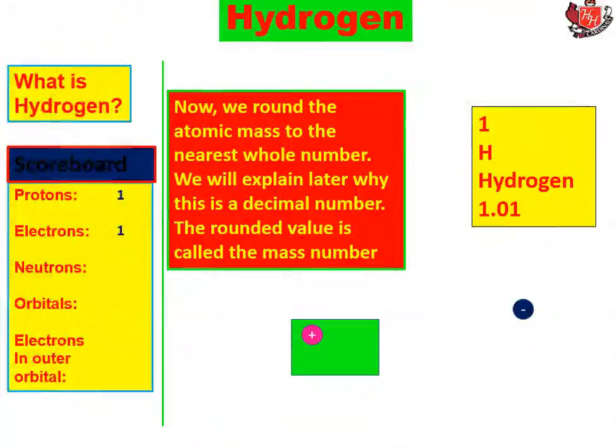Now we round the atomic mass to the nearest whole number. And we will explain why that is a decimal number later on. But for right now, we're going to round 1.01 down to 1. So you see that just happened. And that's called the mass number of the atom. So what did we say we know from that number? That number tells us that if we add all the protons and neutrons in this atom together, it's going to be 1.